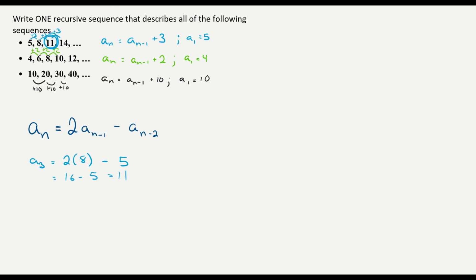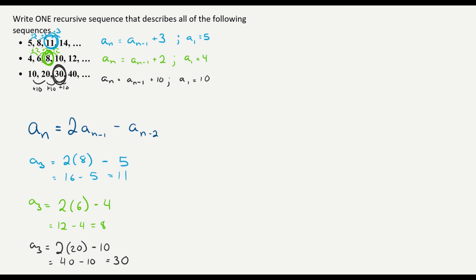That's neat. Let's go to the second one. What if I try and find the third term of that? I'm going to go 2 times the previous term, which is 6, minus the one 2 before, which is 4. That gives me 12 minus 4, which is 8. Hey, and that's the third term of this one. Okay, will it work for the third one? We're going 2 times the previous term of 20 minus the first term, which is 30. Hey, that is in fact the third term, what we were trying to find.